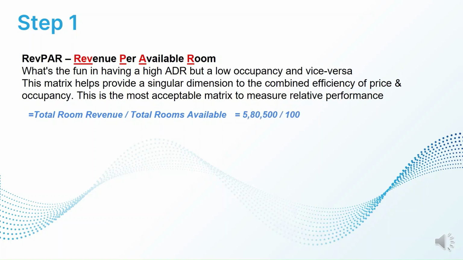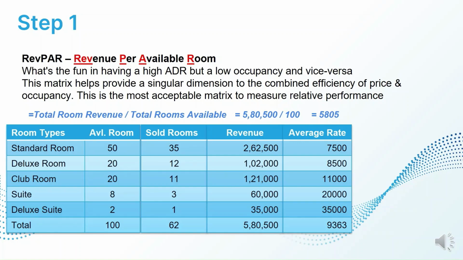In the example that we were discussing, 5,80,500 was the total revenue generated on the 2nd of Jan, and 100 available rooms makes the RevPAR 5,805 rupees. Now, this also can be calculated in a slightly different way too. So I'm putting the chart again, which has the number of rooms available per category, number of sold rooms per category, the revenue generated per category, and the average rate per category.